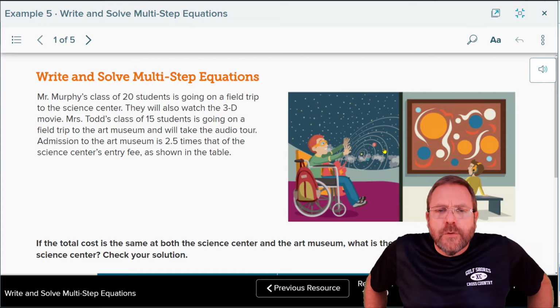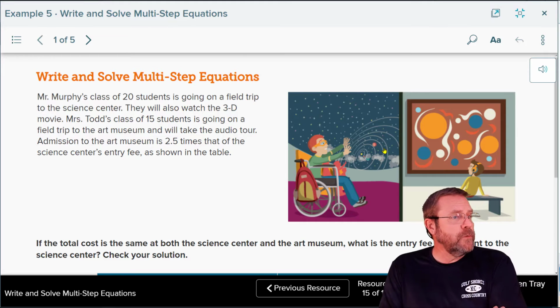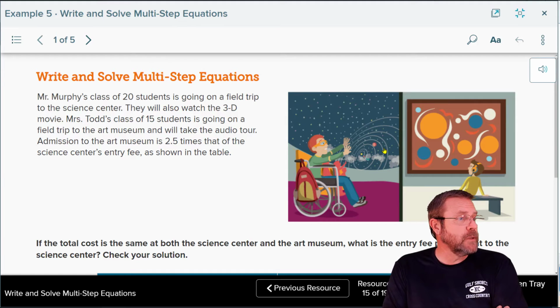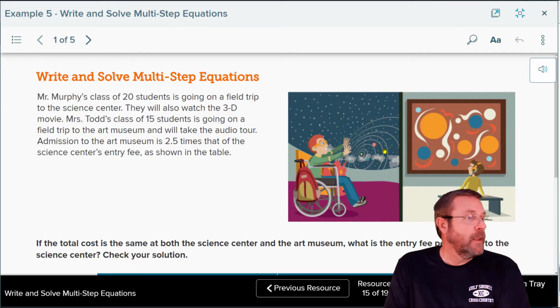And now we're on to example 5, the last set of examples, which I think they're going to step the game up on us a little bit. Miss Murphy's class of 20 students is going on a field trip to the Science Center. They will also watch a 3D movie. Mr. Todd's class of 15 students is going on a field trip to the Art Museum, and they will take an audio tour. Admission to the Art Museum is 2.5 times the admission of the Science Museum, as shown on the table.